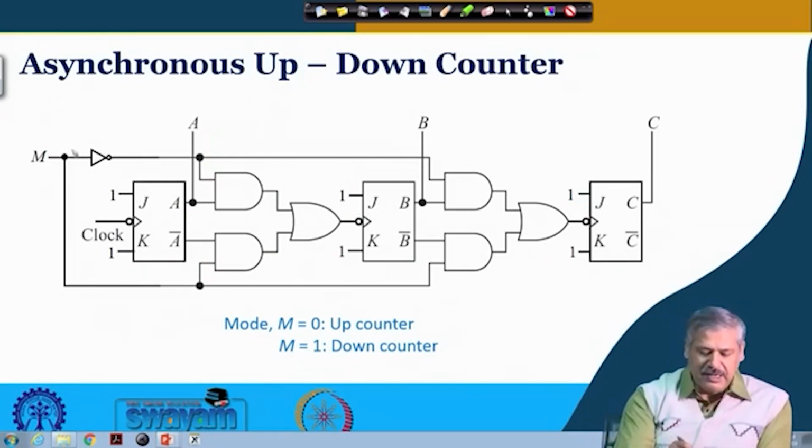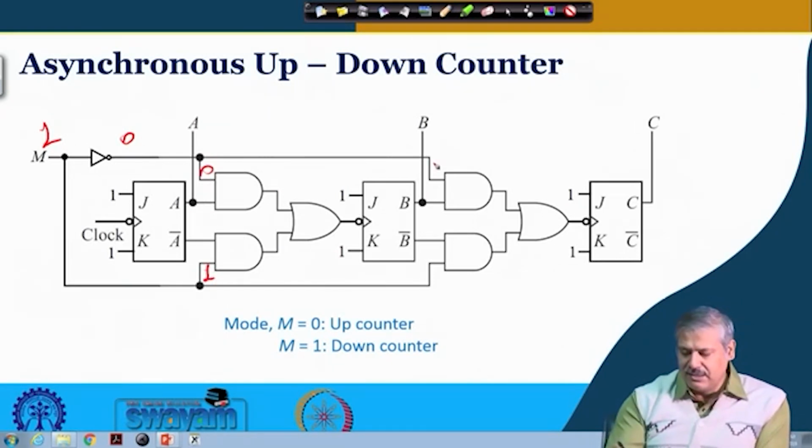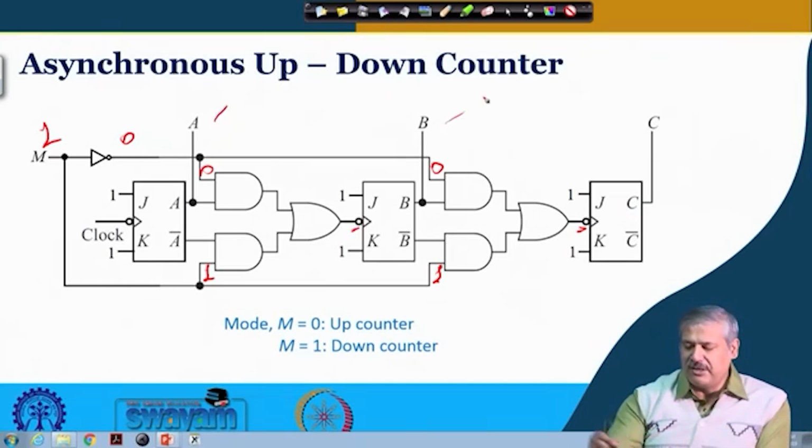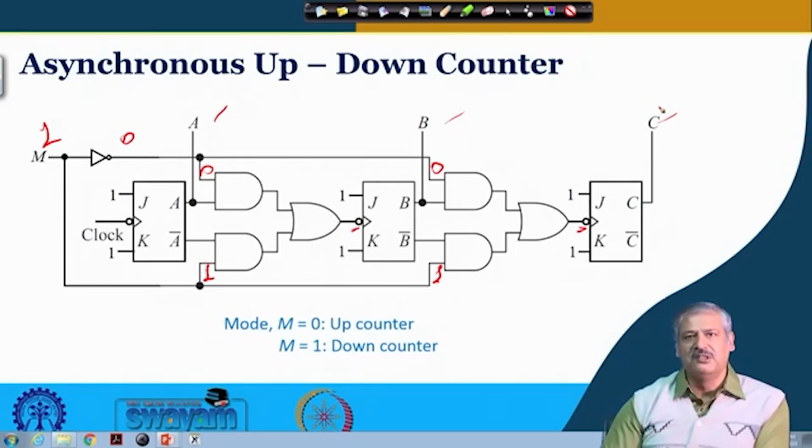Instead of this, if M is equal to 1, this is 0 and this is 1. So what is happening at that time? A bar is going to the clock of the B flip flop and B bar is going to the clock of the C flip flop. So what is this arrangement? If you are taking output from A, B, C, the uncomplemented output of each flip flop, then it is acting like a down counter. So M equal to 0 is up counter, M equal to 1 is down counter. This is the way we can make it work.